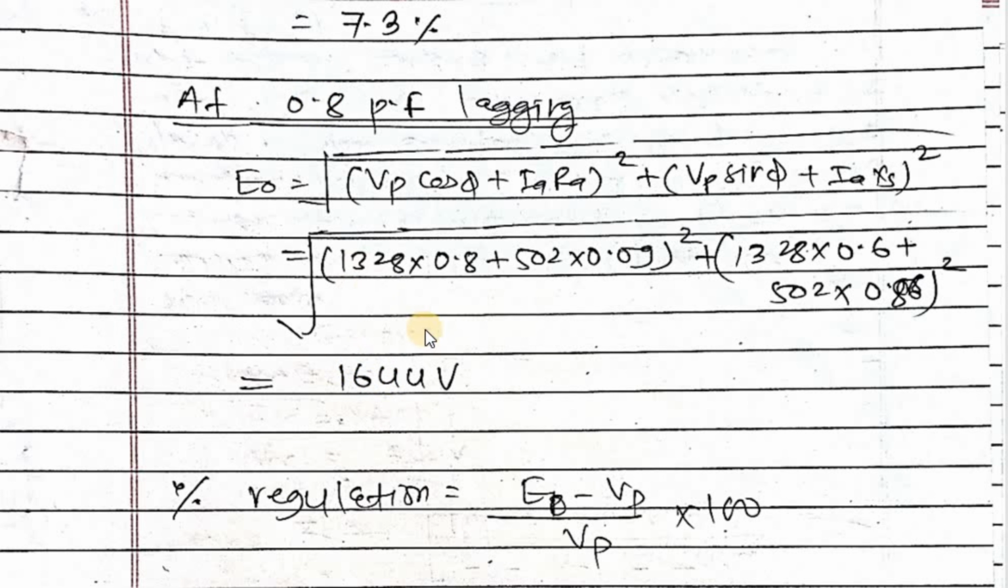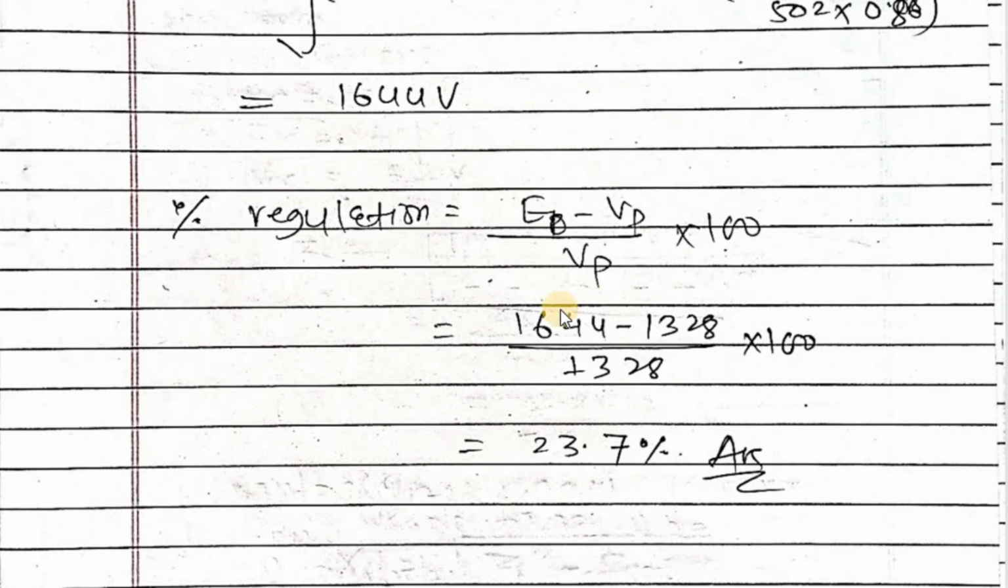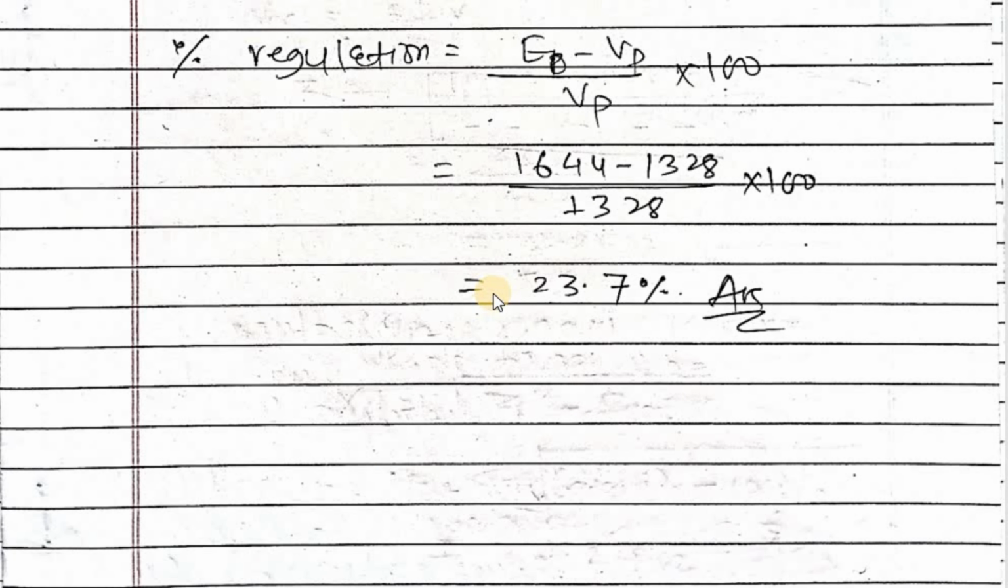We can get E naught at 0.8 lagging power factor, that is 1644 volt, and we know voltage regulation equals (E naught minus Vp) upon Vp into 100. So put the value of E naught and Vp, we can get voltage regulation is 23.7%.